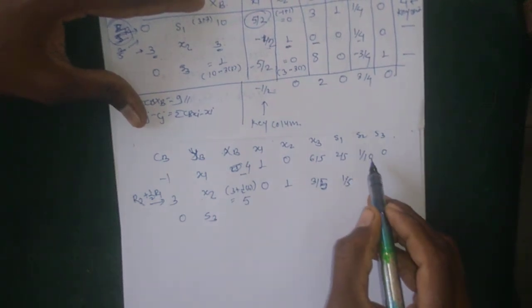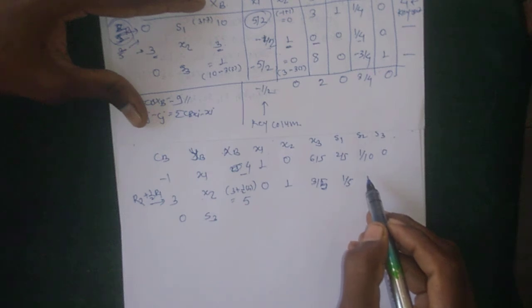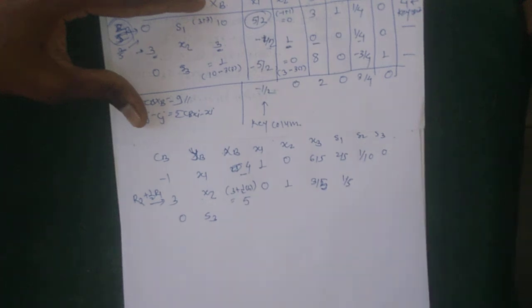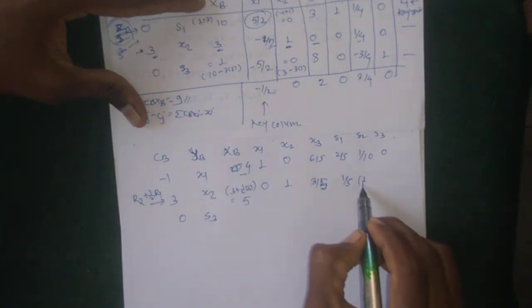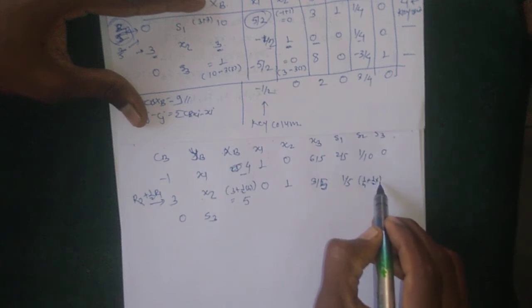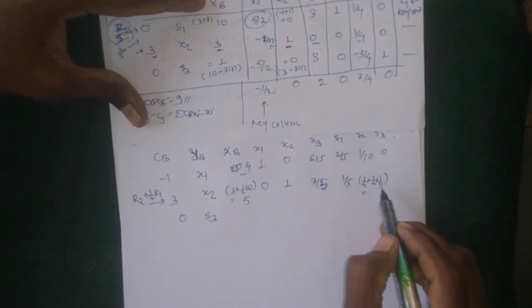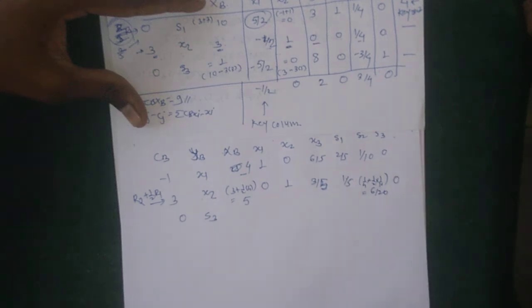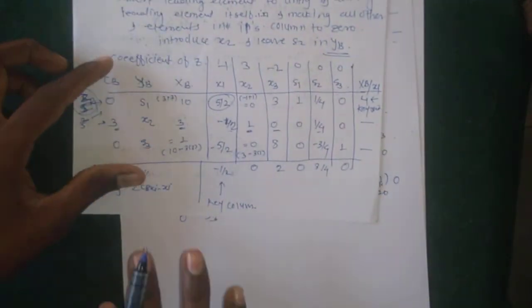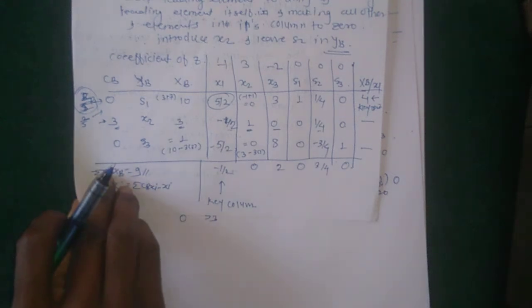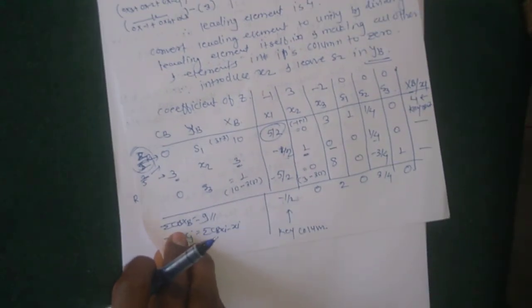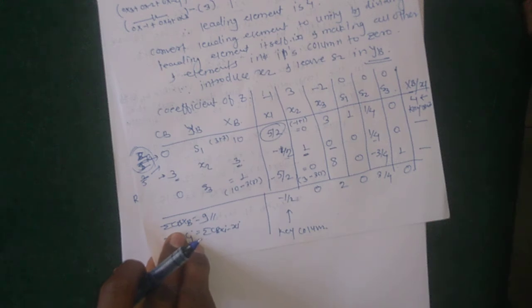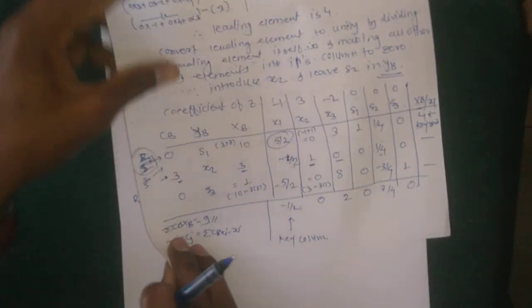Then 1 by 4 plus 1 by 2 into 1 by 10, we get 1 by 4 plus 1 by 20, which is 5 plus 1 by 20, that is 6 by 20, and the last term is 0. For x3 here, the operation is 1 by 2. What operation do we use here?